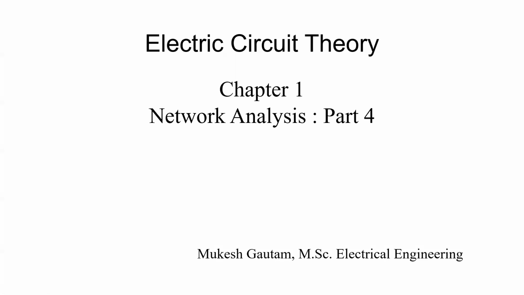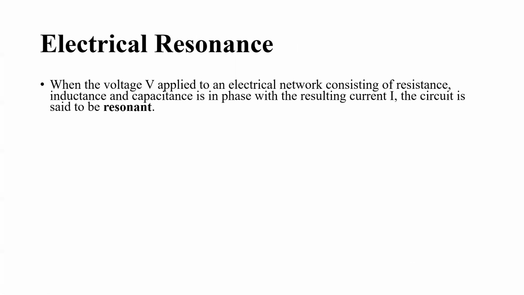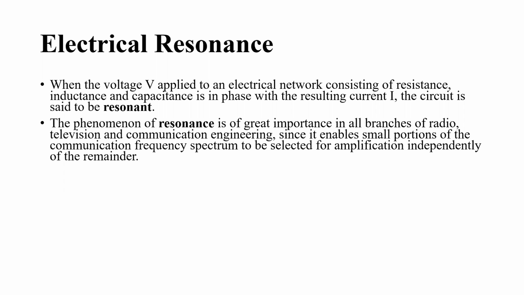Today we'll study part 4 of chapter 1, Network Analysis, and the topic of today's presentation is electrical resonance. When the voltage applied to an electrical network consisting of resistance, inductance, and capacitance is in phase with the resulting current, the circuit is said to be resonant. That means for a circuit to be in resonance, the applied voltage should be in phase with the resulting current.